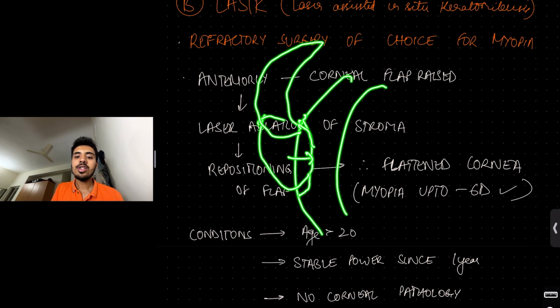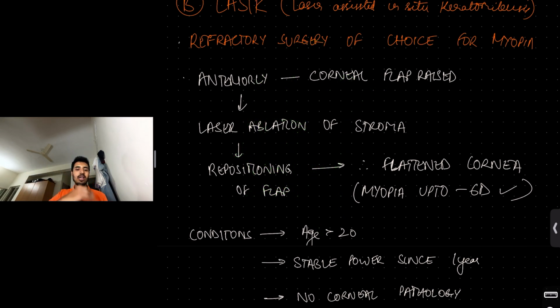And then the stroma underneath is exposed, right? We do laser ablation of the stroma, and then we reposition that flap. So when we reposition that flap, what happens? Cornea would have gotten flattened. So power decreases. Myopia of up to -6 diopters can be corrected. So what is it? Anteriorly corneal flap is created. Then laser ablation of the corneal stroma, reposition the flap, flattened cornea, myopia is corrected.